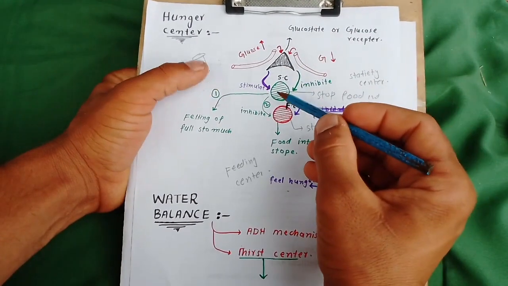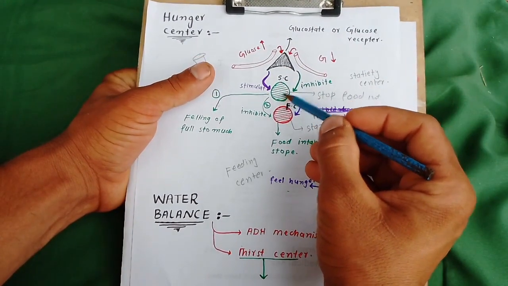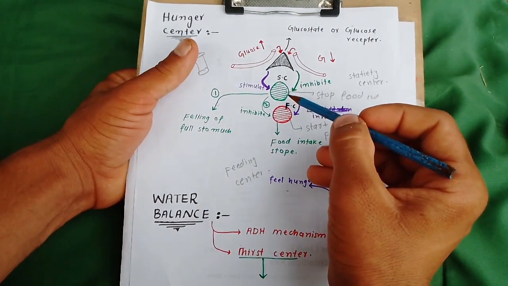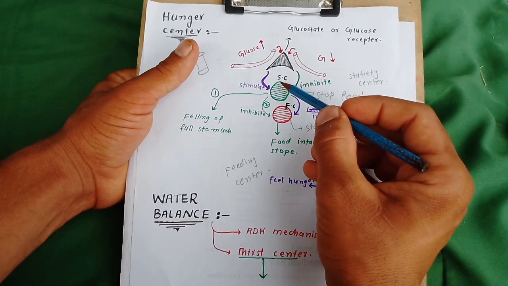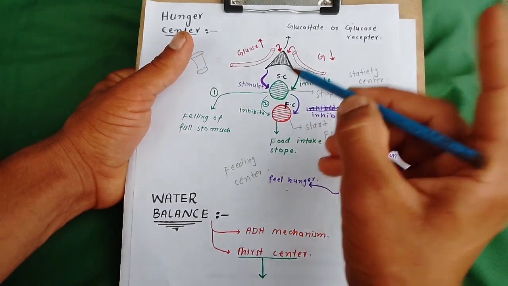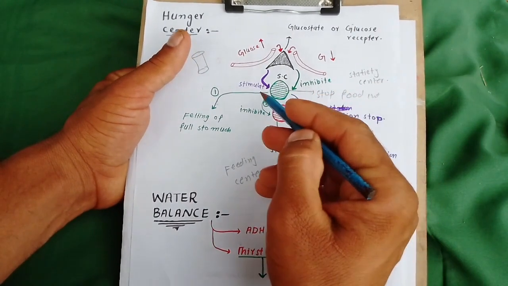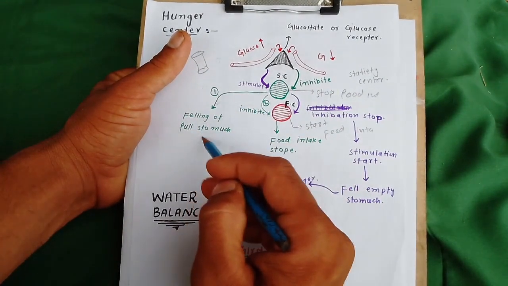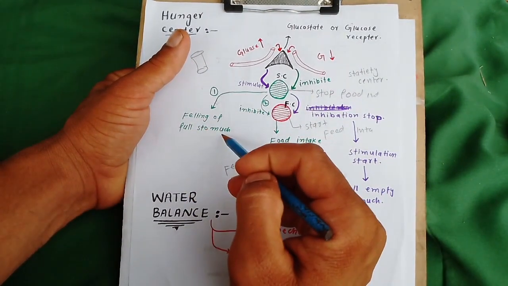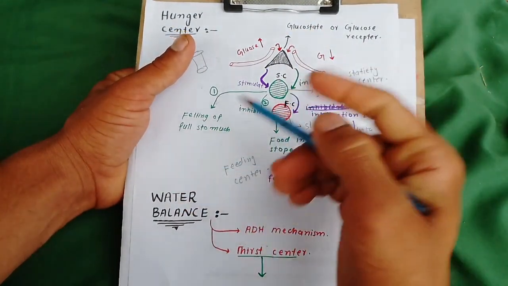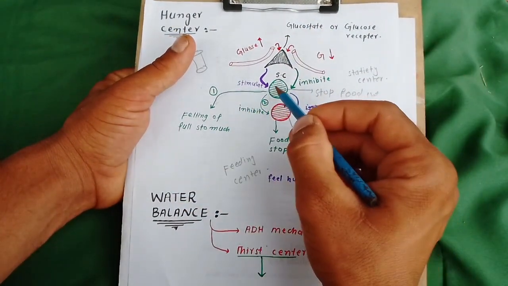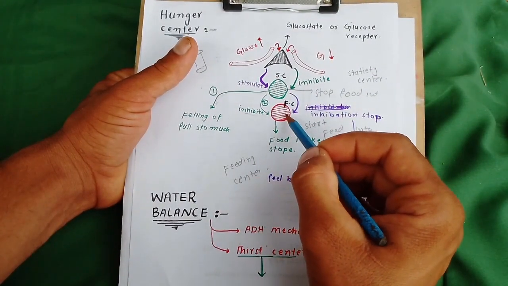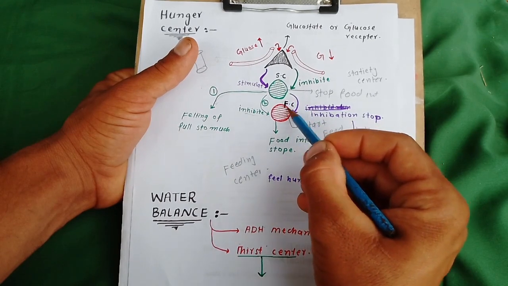This receptor stimulates the satiety center. When this center is stimulated, it stops the intake of food for two reasons. First, when it is stimulated, we feel a full stomach, so we stop eating. Another way: when this center is stimulated, it inhibits the feeding center, whose function is to intake food.